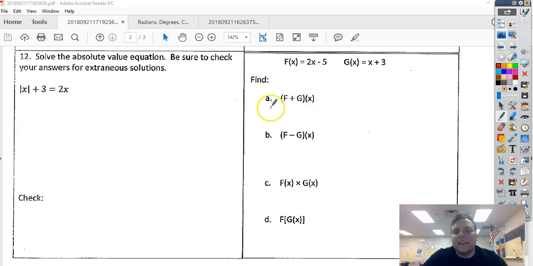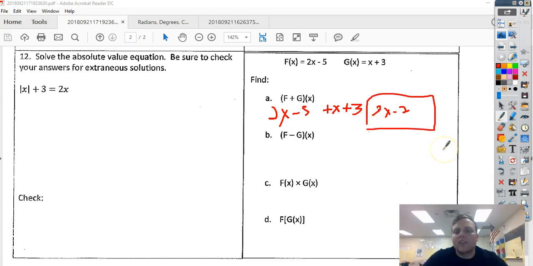Alright, the first A says f plus g of x. That just means add the f function, 2x minus 5, to the g function, x plus 3. So then I can just literally add like terms. Adding functions is super simple. 2x plus x is 3x. Negative 5 plus 3 is negative 2. So you get 3x minus 2, and boom, that's our answer. It's literally just that simple.